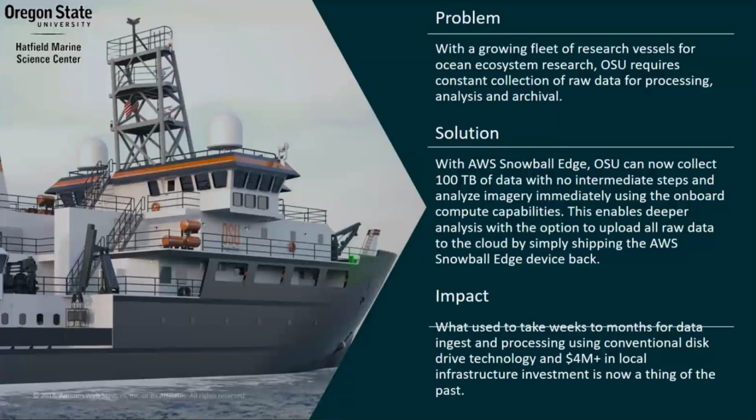Using Snowball Edge, initially with Greengrass and Lambda, OSU has been able to significantly compress their data collection and processing timelines by harnessing local compute capabilities while deployed and only shipping valuable or pre-processed data back to the cloud, which can then be used as part of a larger aggregate data set for further refinement.